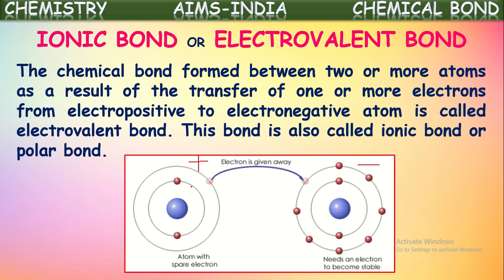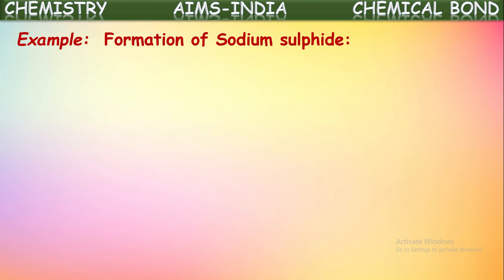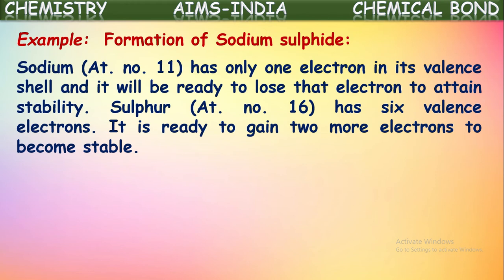Okay, let us see an example. Let us see the formation of sodium sulphide. We know sodium atomic number is 11 and its configuration 2, 8, 1. Means it has only one electron in its valence shell, and it will be ready to lose that electron, and it can attain stability by having the nearest noble gas configuration 2, 8.